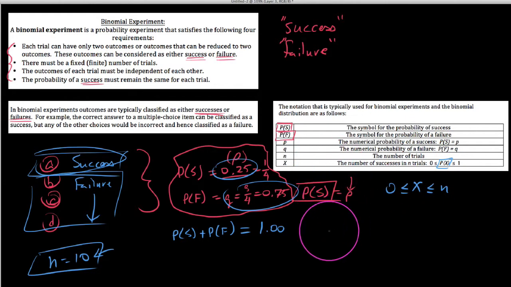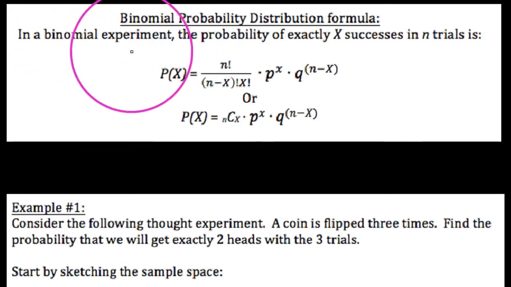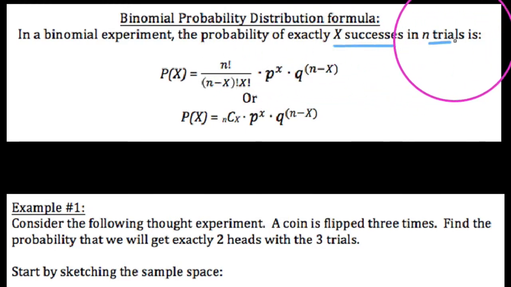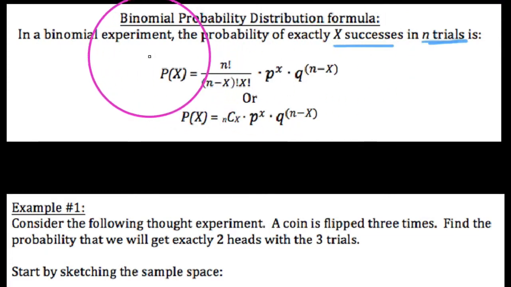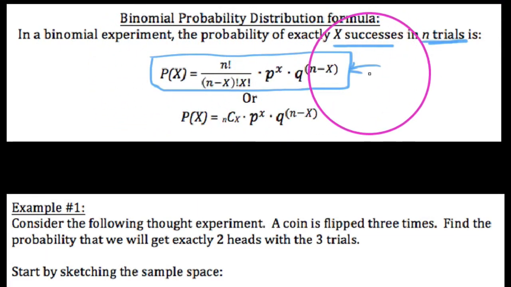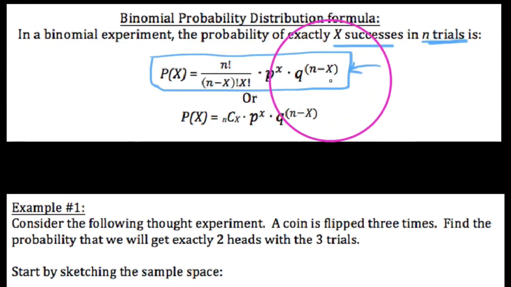Okay, so all of this shorthand aside, let's take a look at what we have here. We have a binomial probability distribution formula. And here's what it is. In a binomial experiment, something that could be reduced to either one or the other, the probability of exactly x successes in n trials is given by this formula right here. I've written it two different ways, but we're going to pay attention to this first way more than anything. It is this expression here: n factorial over (n minus x) factorial, times lowercase p to the x and lowercase q to the n minus x.